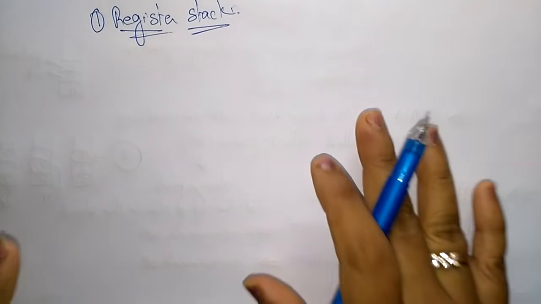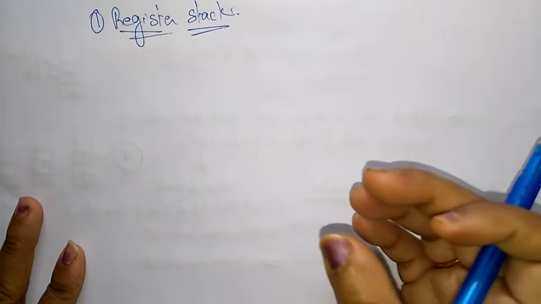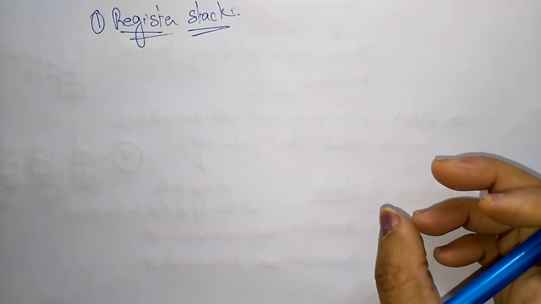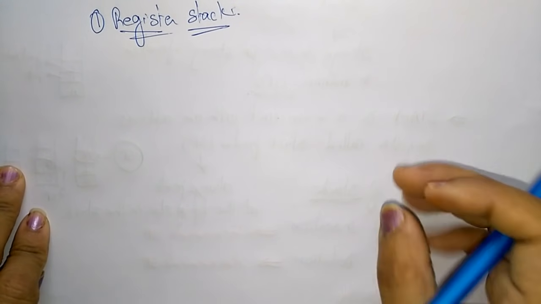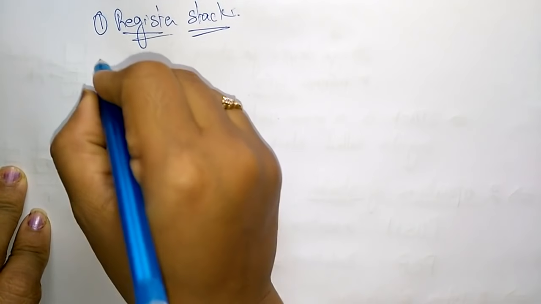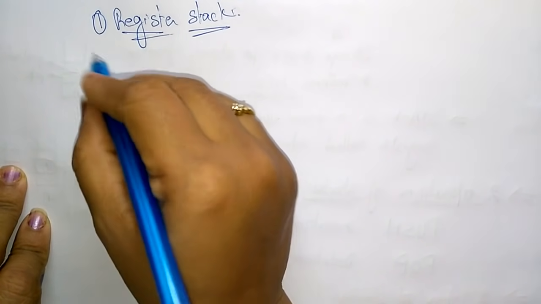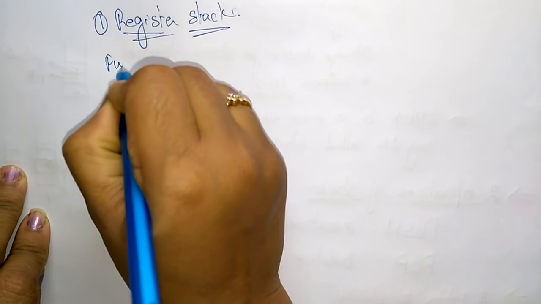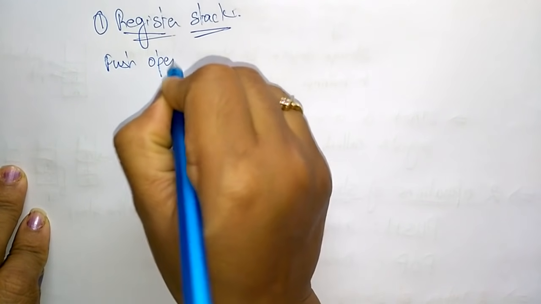So a register is a small temporary memory device which holds the data and is connected to the CPU. Now the operations that are performed in the register stack are, first, the push operation. Let us see what this push operation is.